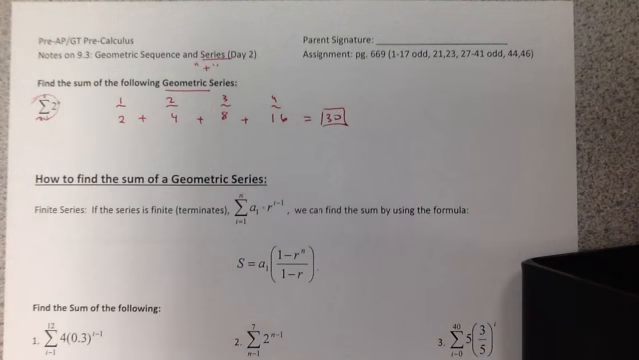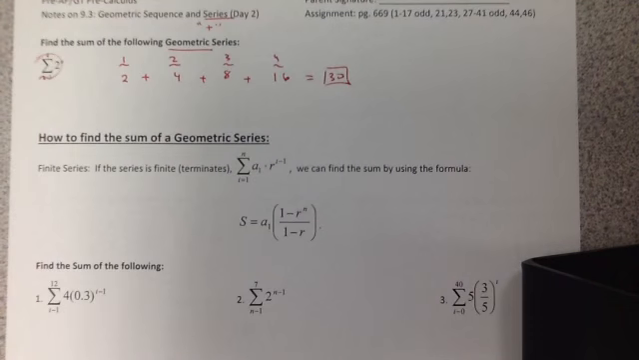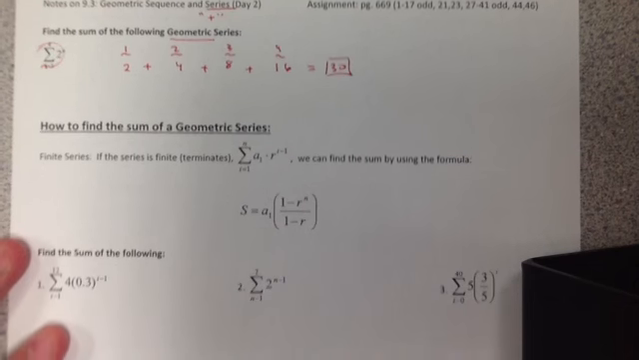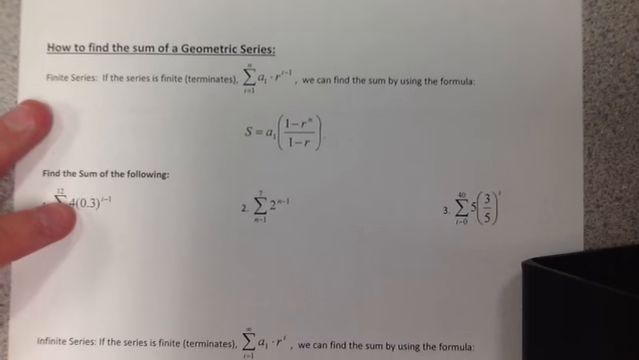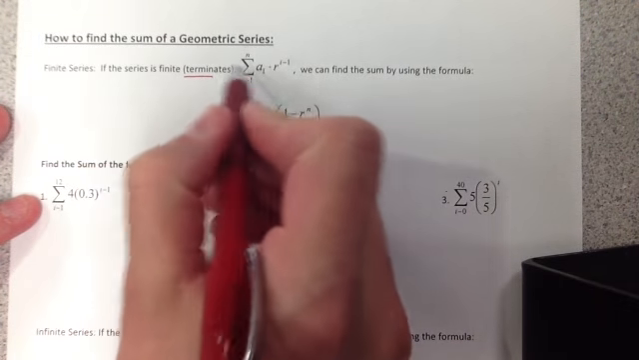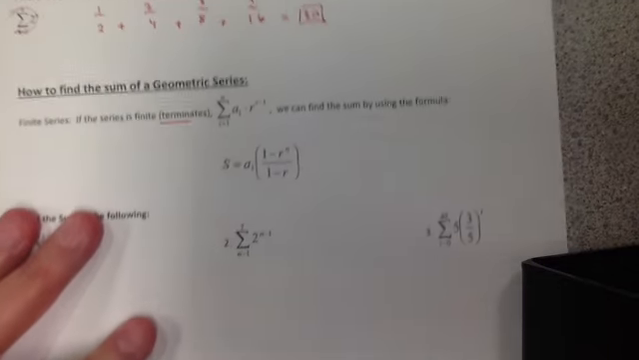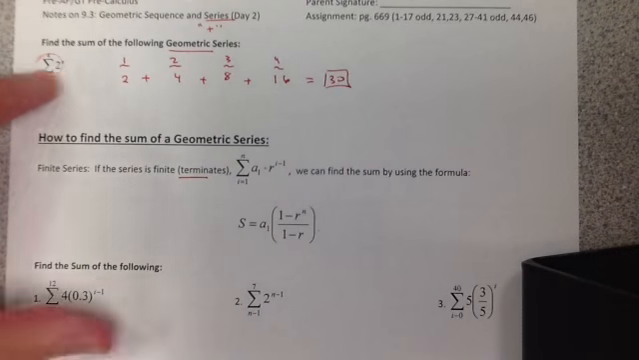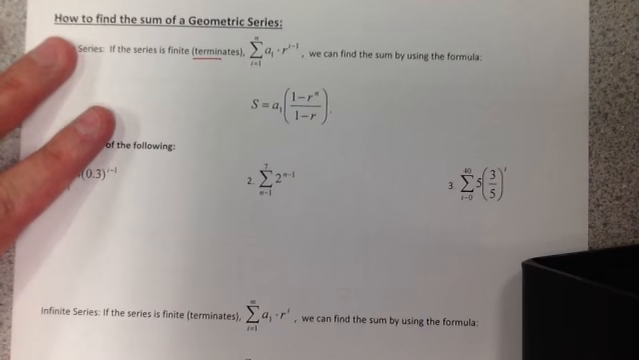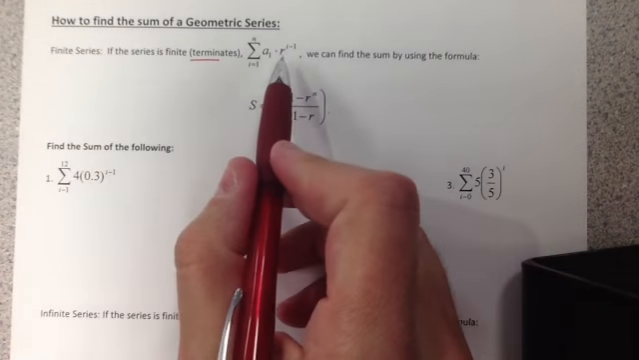So, is there a formula to find a sum of a geometric series? Yes. How do we find the sum of a geometric series? Now, just like in arithmetic, there are two types: infinite and finite. If it's a finite series, it means it will terminate. That means that we're actually going to have an end. For example, this one right here is considered a finite series because we have a finite number of terms, so it ended. And if it's a finite series, it's very easy to do.